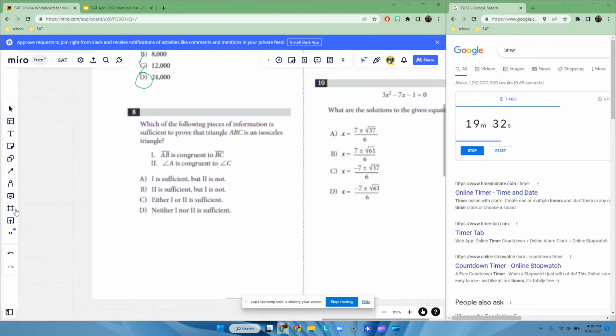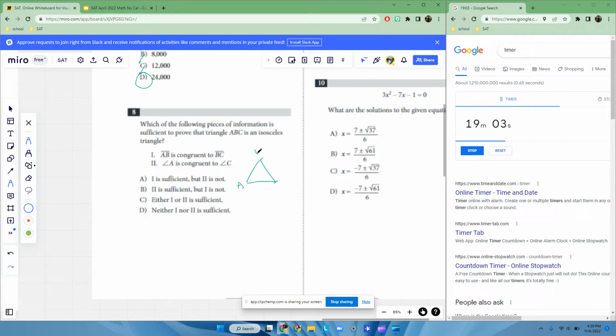Which of the following pieces of information is sufficient to prove that triangle ABC is an isosceles triangle? Alright, so we could draw it out like an isosceles triangle. Sorry, my drawing's not perfect. So AB is congruent to BC. So take this as A, B, or actually no, wait. Let's do.